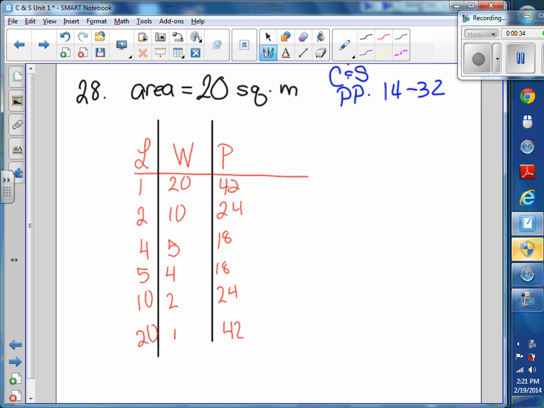So when you look at problem 28, the question is to figure out the dimensions of what? What's it ask? Of a shape with the area of 20. Okay, the dimensions of a shape with the area of 20 square meters. Okay? So you're supposed to come up with the dimensions.